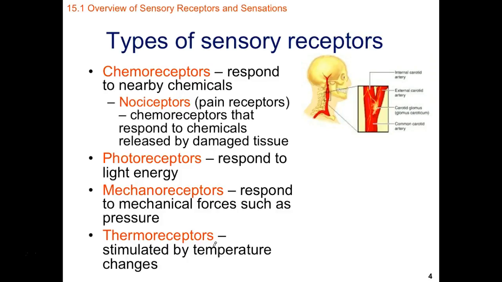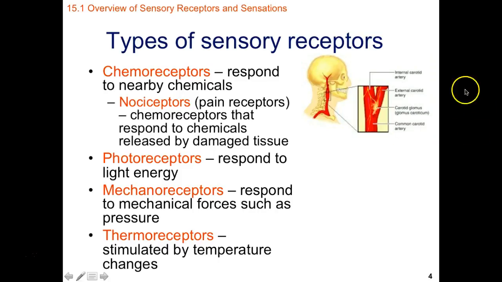So we're just going to talk about some specific sensory receptors here. We have chemoreceptors that'll respond to nearby chemicals. So these are going to be in areas actually in our nose. So when we take in a sense of smell, let's say we're smelling a rose, the smell of a rose is actually broken down into a bunch of different chemicals and is picked up within our nose by these chemoreceptors within the mucosa. We also have nociceptors, which are pain receptors, and these are going to be chemoreceptors that respond to chemicals released by damaged tissue.